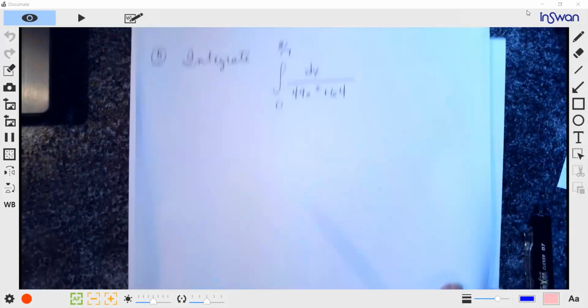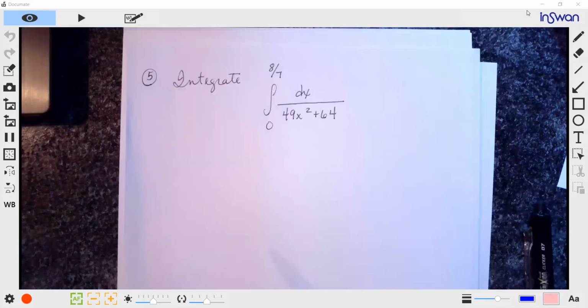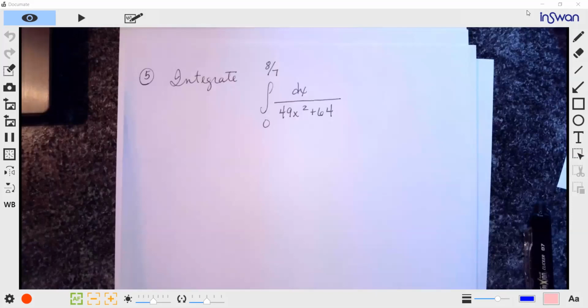So what about this guy? Can anybody tell me what you think the integral form will be on this one? Of those 18 things that we know how to integrate, which one is this?